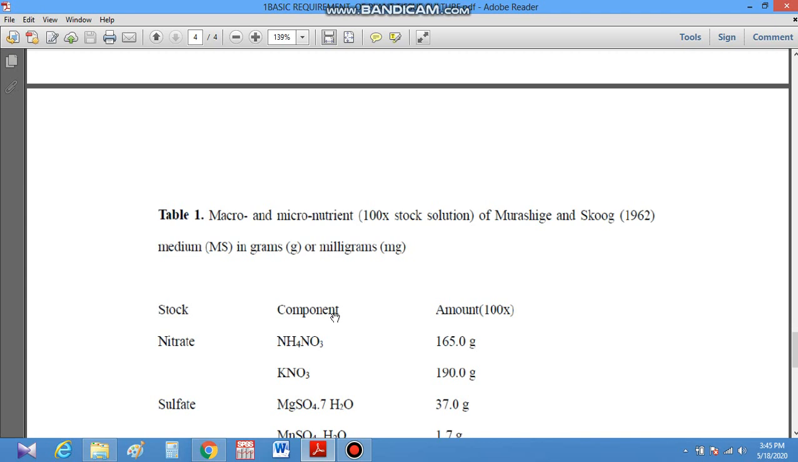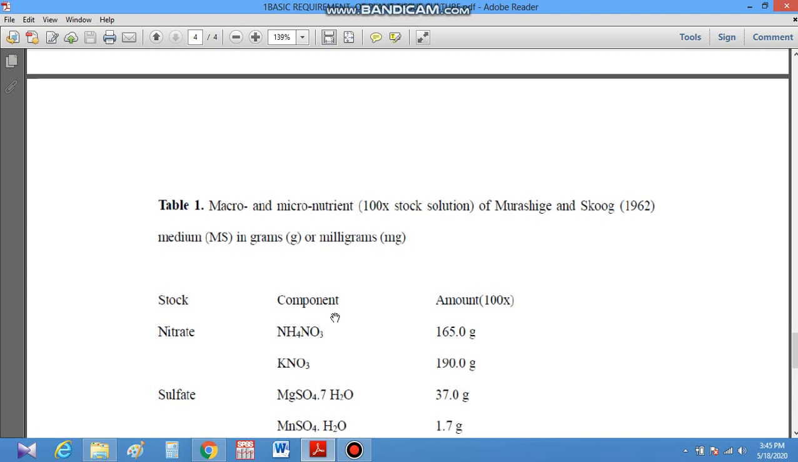Inorganic nutrients are of two types, macronutrients and micronutrients. Macronutrients are those nutrients required in high amounts for plant tissue culture, and micronutrients are those required in minute quantity by the plant explants. Macronutrient examples are nitrogen, phosphorus, potassium, sulfur, calcium and magnesium, and micronutrients are manganese, zinc, copper, iron, sodium and molybdenum.